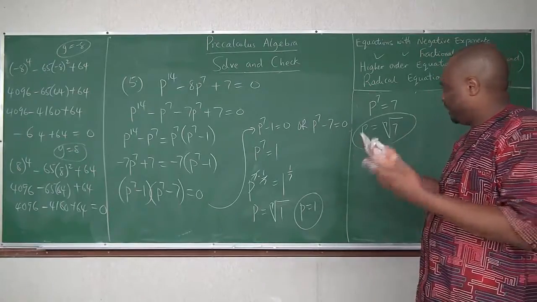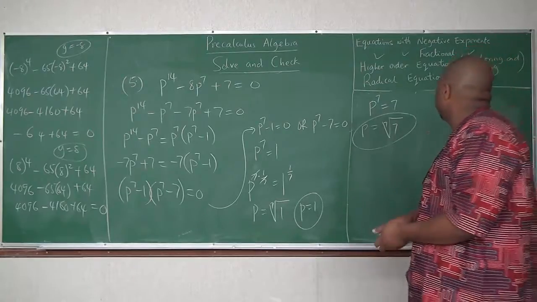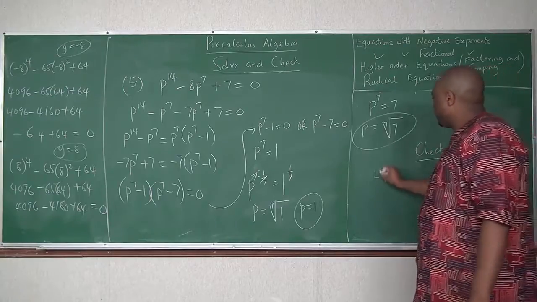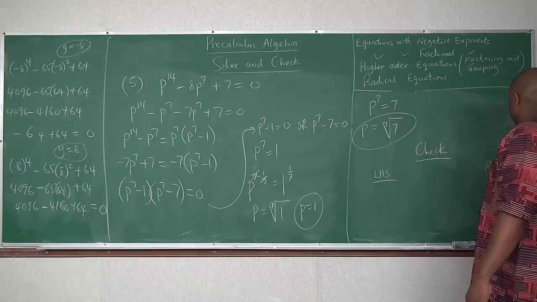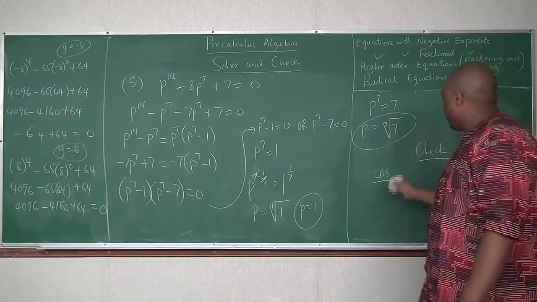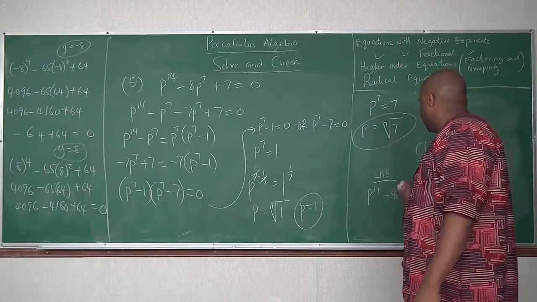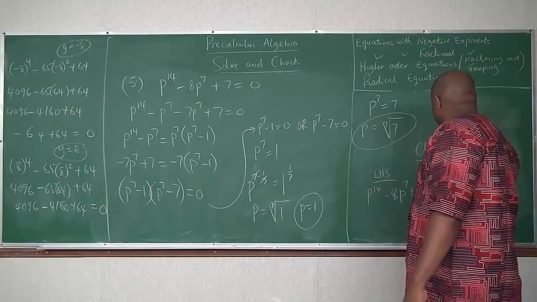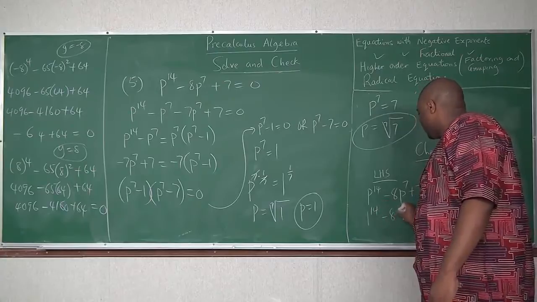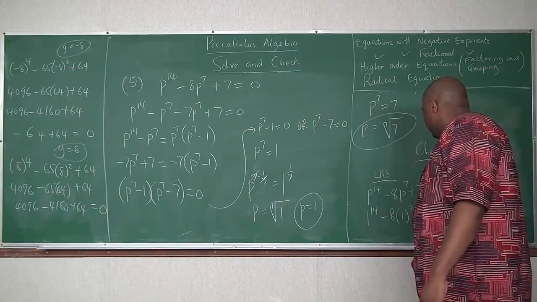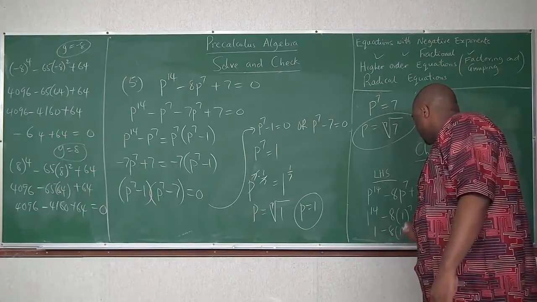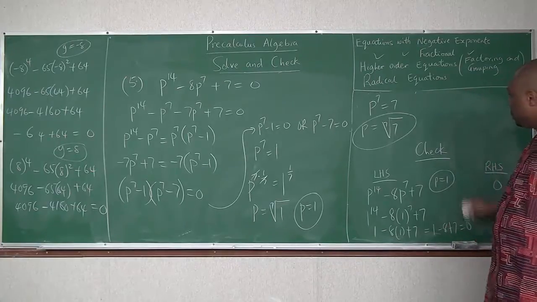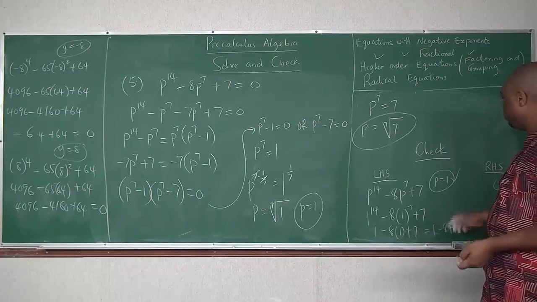Now, we shall check this as well. Let's check it with the two roots. Our right-hand side is 0. Our left-hand side, we have p to the 14 minus 8p to the 7 plus 7. Now, let's check with p equal to 1. So this is 1 to the 14 minus 8 times 1 to the 7 plus 7. So this is 1 minus 8 times 1 plus 7, and that will be 1 minus 8 plus 7. And that is 0. So 1 worked.